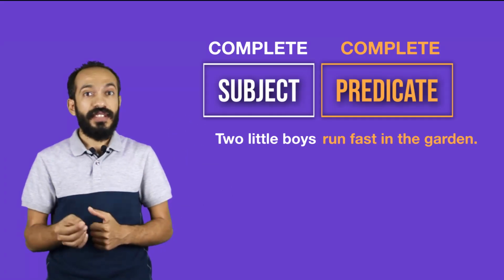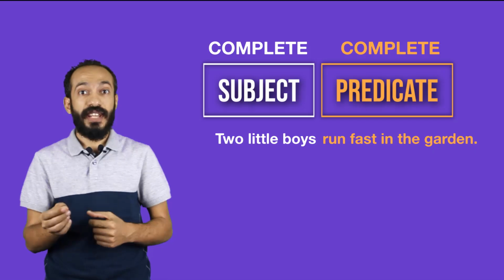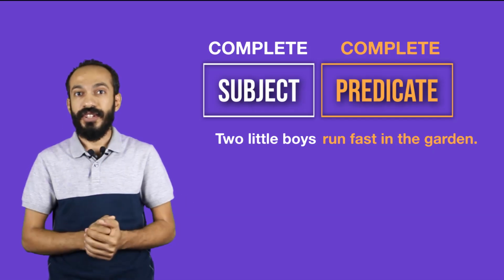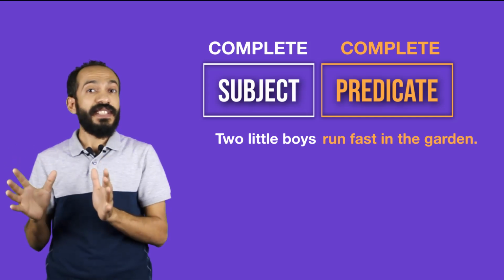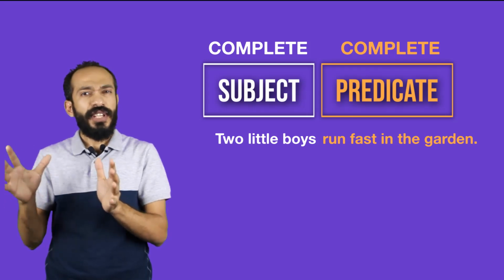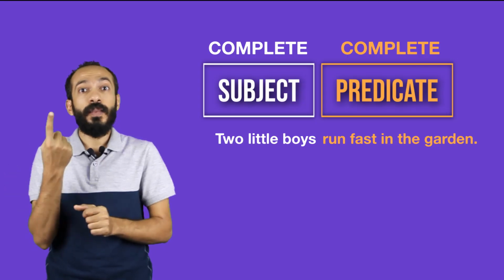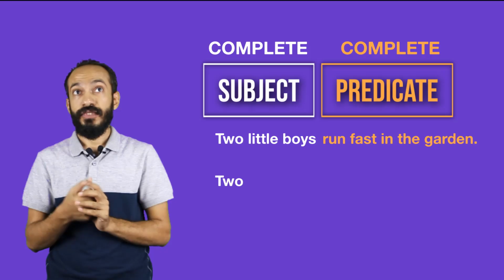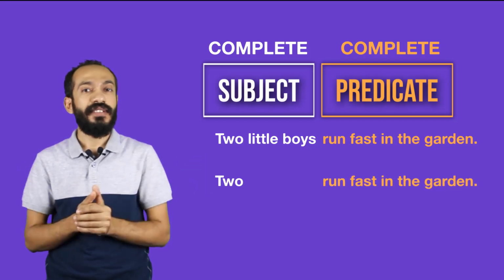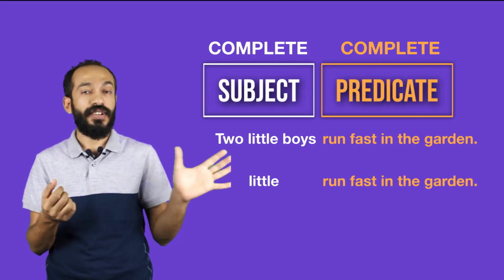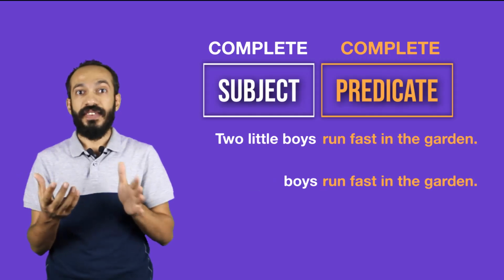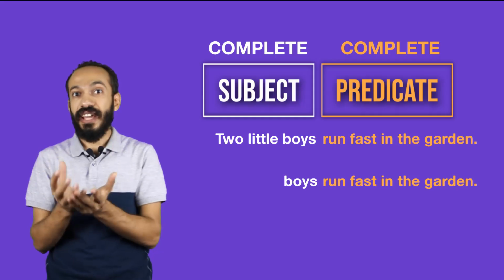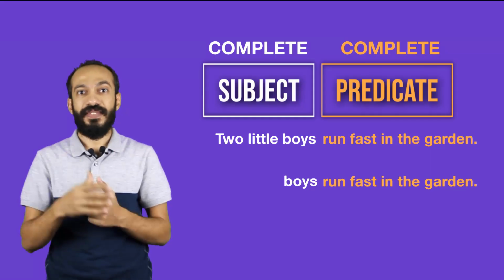But if you would like to identify the simple subject and the simple predicate of a sentence, well, you need to choose one word. What do you think? If the complete subject is two little boys, we need to choose from these words only one that represents the subject. So what do you think? Two? Two, run fast in the garden. Little, run fast in the garden. Boys, run fast in the garden. Well, I think boys is the word that could stand alone as the simple subject of the sentence.